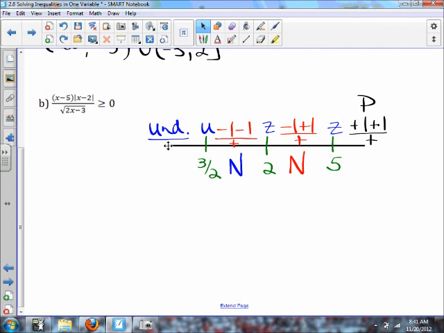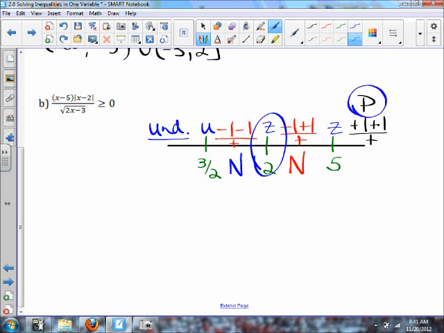Now, where is this greater than or equal to 0? Well, it is equal to 0 here, and it is greater than 0 here. So my answer, 2 in union with bracket 5 to infinity, because it's also equal to 0.